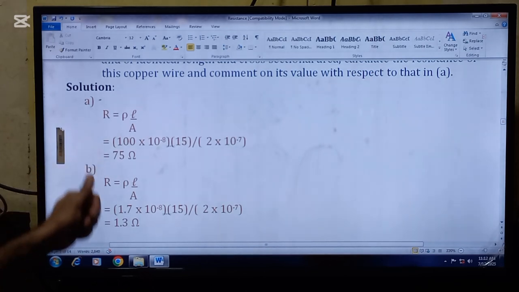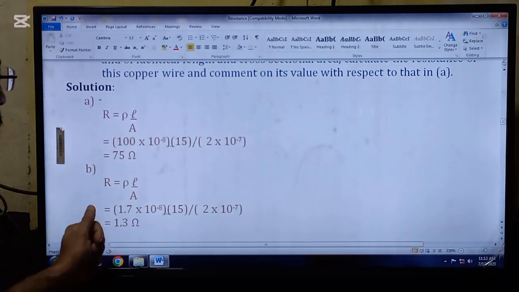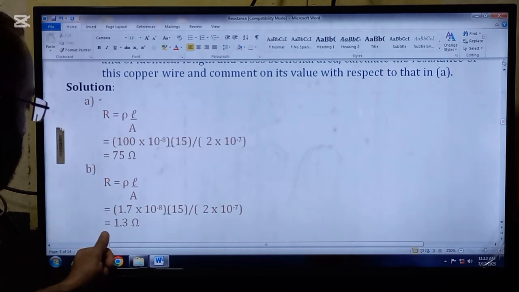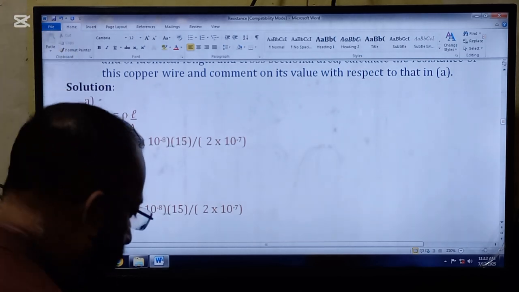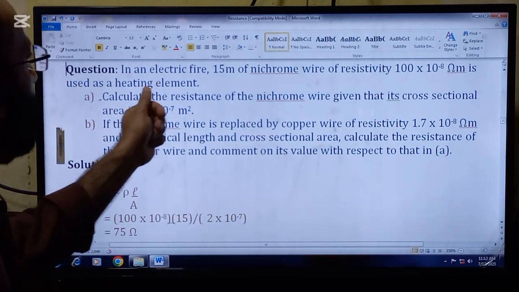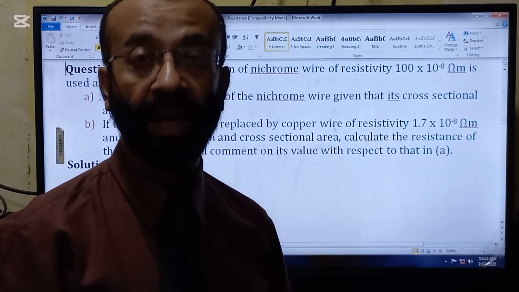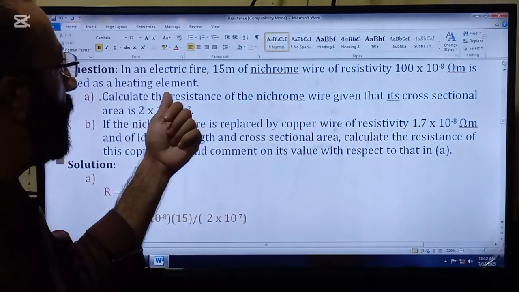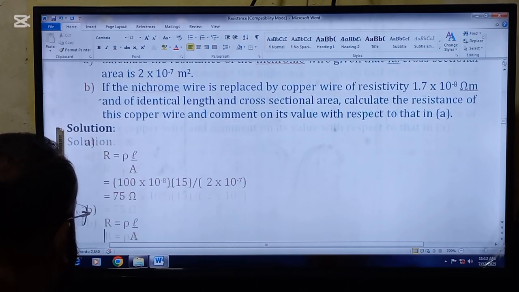So look at part A and part B. In part A, nichrome wire was used, whereas in part B, copper wire was used. So it is very clear from the answers that copper has very low resistance as compared to nichrome wire. Because the wire is to be used in an electric fire, copper is unsuitable because it has less resistance. Nichrome is very much suitable for making an electric fire because it has very greater resistance as compared to copper.